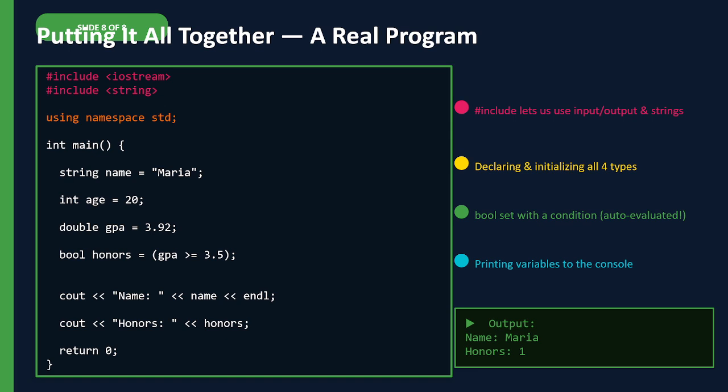Now a real program. Inside main, we declare 4 variables, each a different type: a string for the name, an int for the age, a double for GPA, and here's a cool one, a bool called honors that's automatically set to true or false depending on whether the GPA is 3.5 or higher. C++ evaluates that condition and assigns the result. No if statement needed. Then we print the name and the honor status to the console. And the output you see is name: Maria, honors: 1, because in C++, true prints as 1 and false prints as 0.